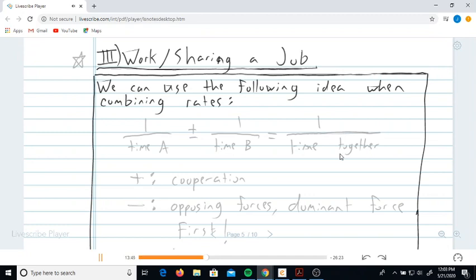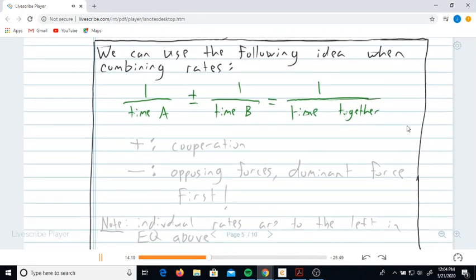Alright, let's talk about work sharing a job. So moving on to here, work sharing a job. So this is essentially combining rates. So if we can complete one task per every this many units of time, and one task per every this many units of time, if we add or subtract those, we can get the time it would take if both of those people or machines or operations are working in conjunction.